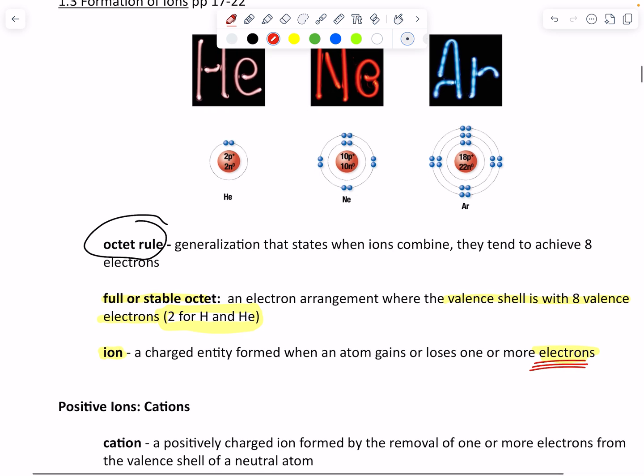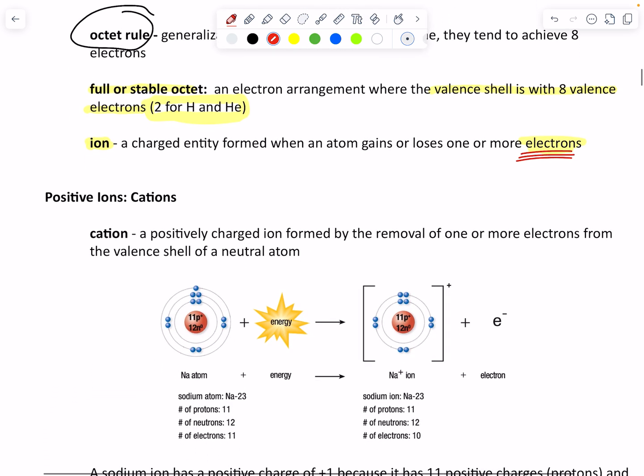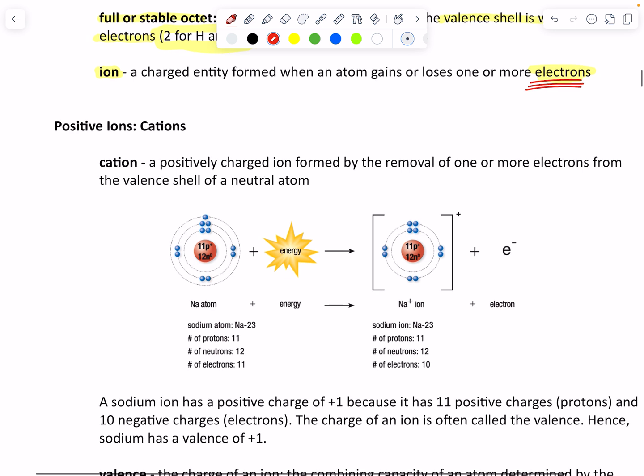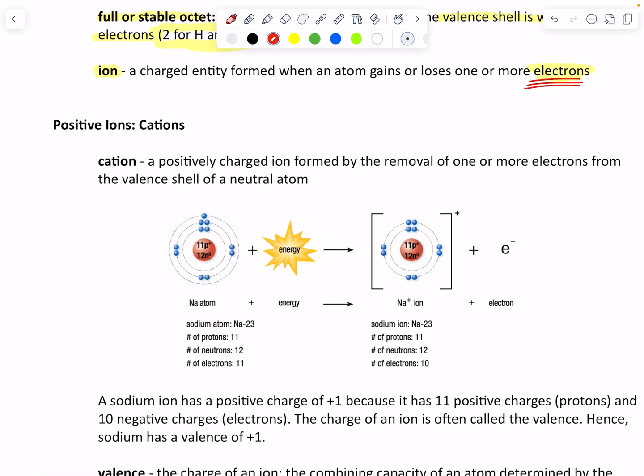Let's look at the formation of positively charged ions. Positively charged ions are called cations. And the way you can remember this is by writing out Ca+. This plus, which kind of looks like the T in the word cations, will remind you that cations are positively charged.